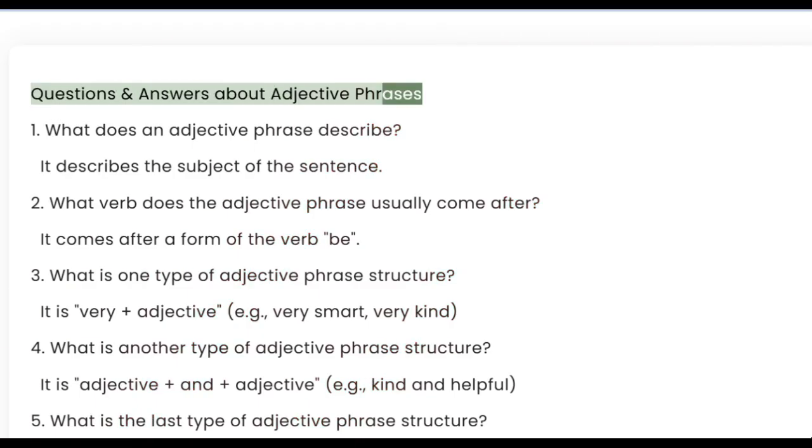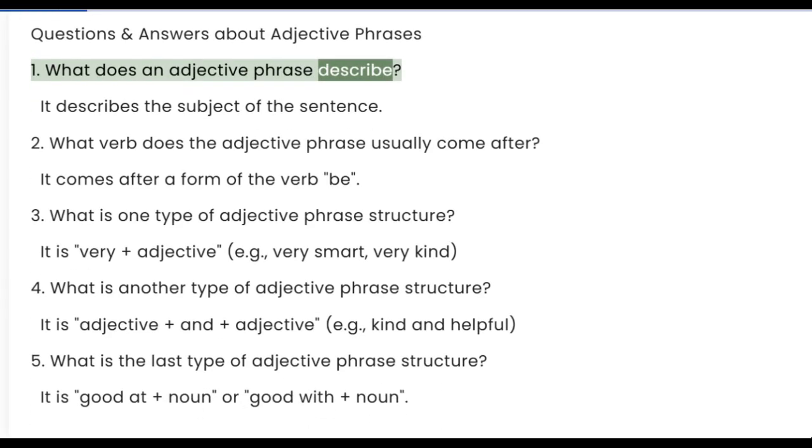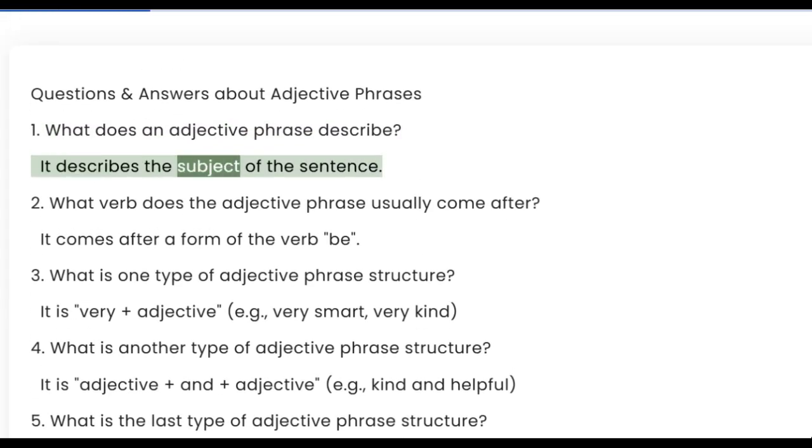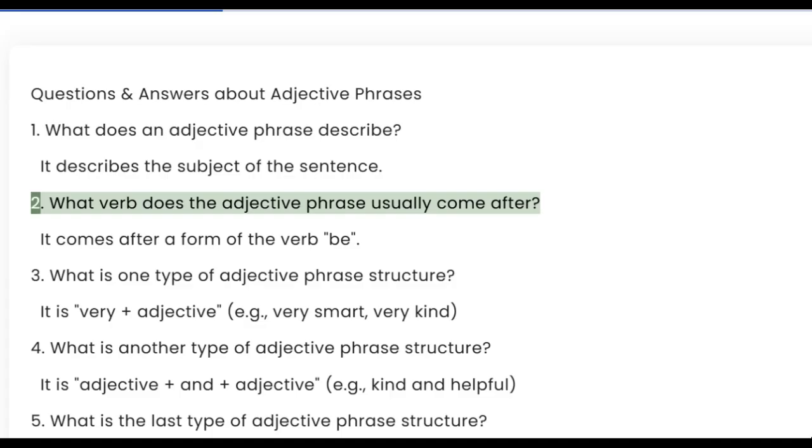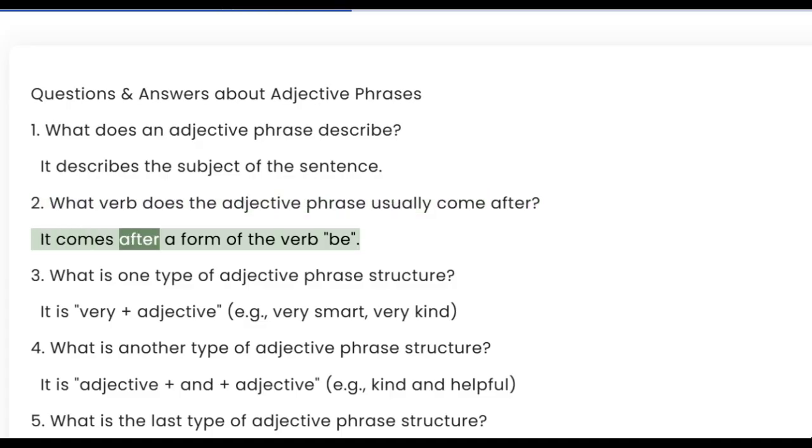Questions and answers about adjective phrases. 1. What does an adjective phrase describe? Describes the subject of the sentence. 2. What verb does the adjective phrase usually come after? It comes after a form of the verb be.